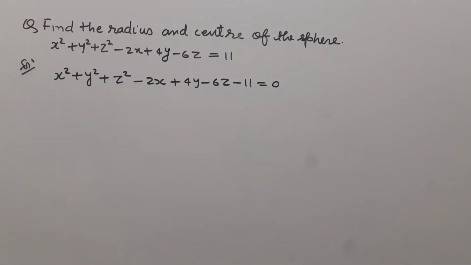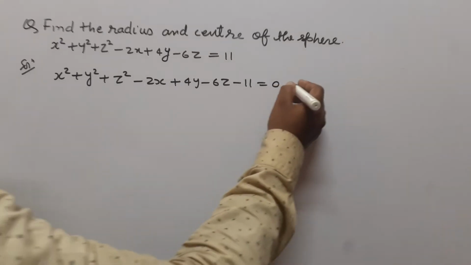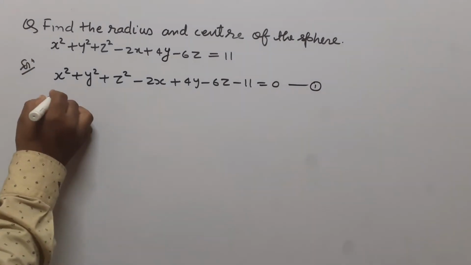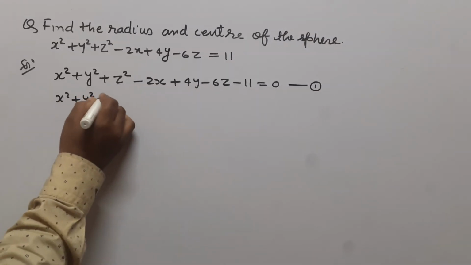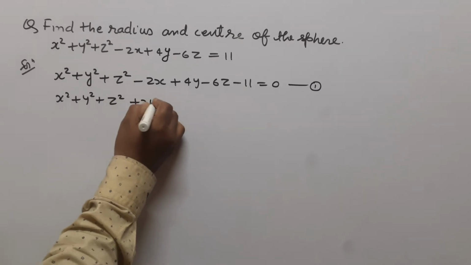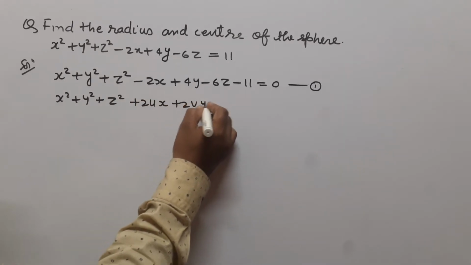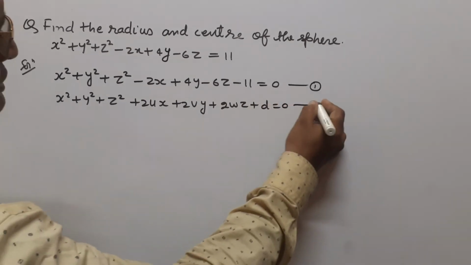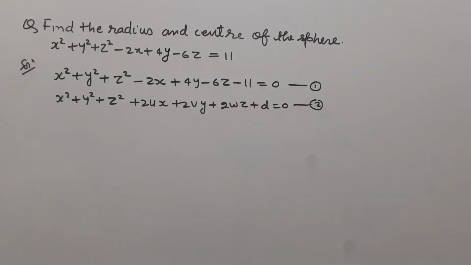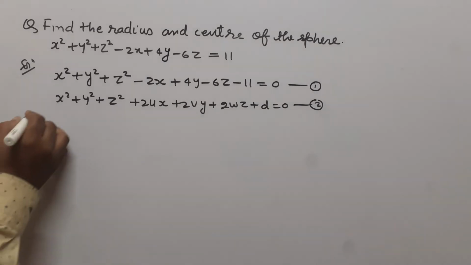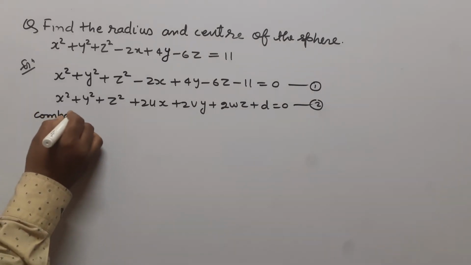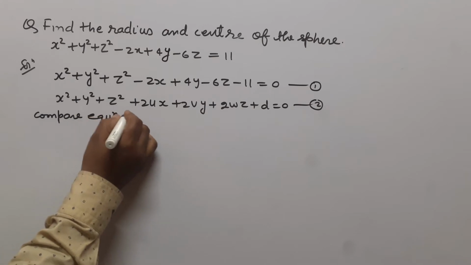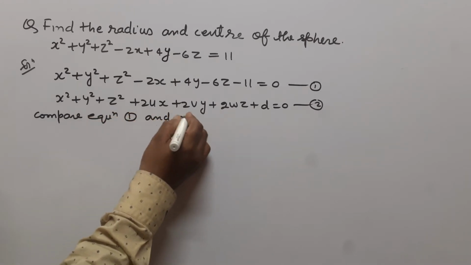Since we know that this is the general equation of a sphere, the general equation of a sphere is x² + y² + z² + 2ux + 2vy + 2wz + d = 0. So compare equation 1 and 2.